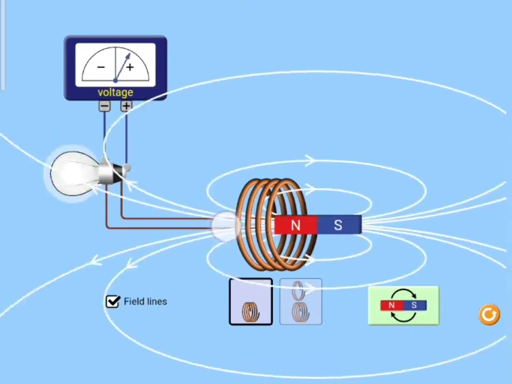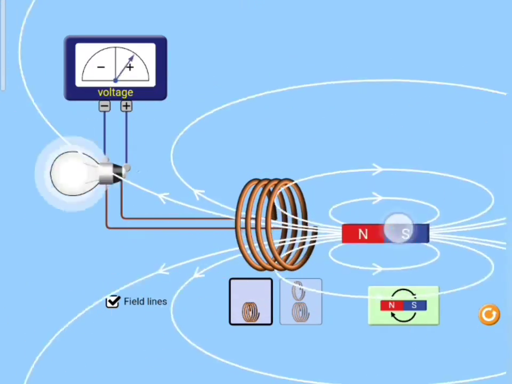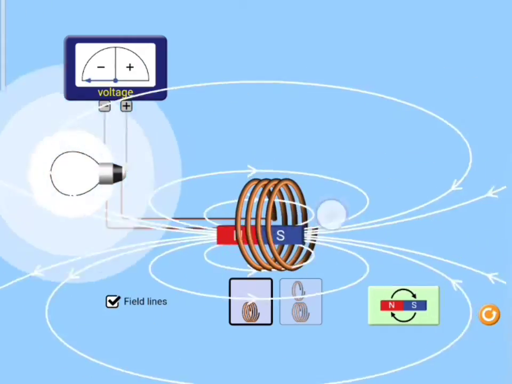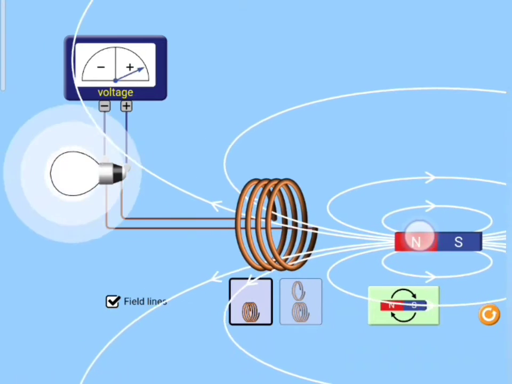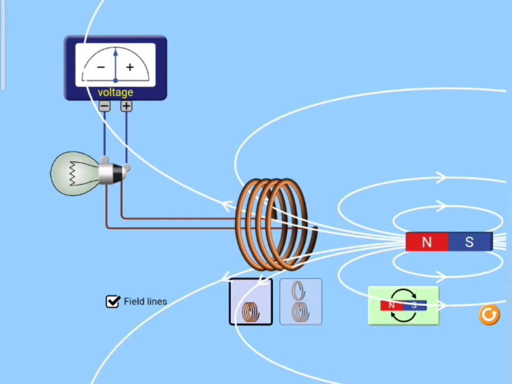How fast you move the magnet determines the rate of change of the flux. So, the faster you move the magnet, the greater the needle deflection.